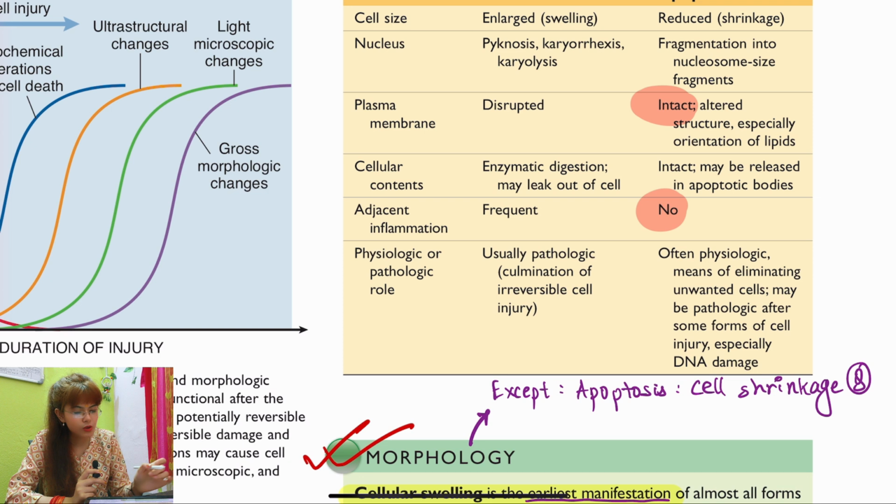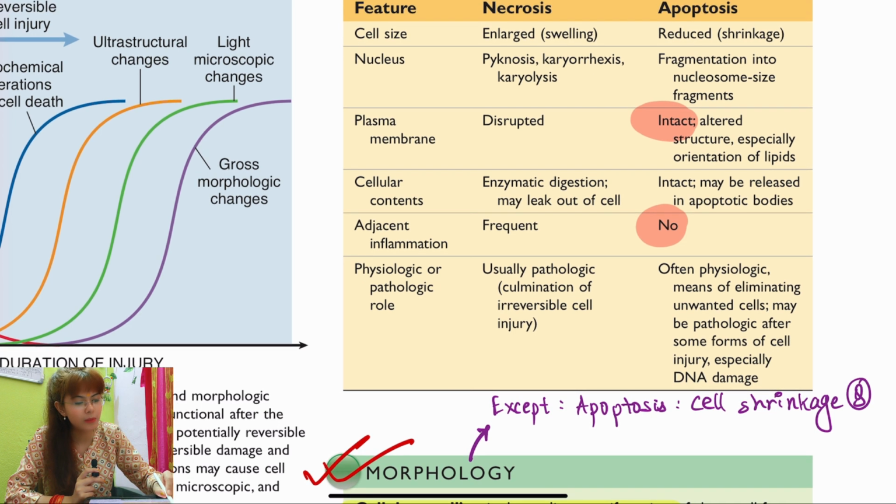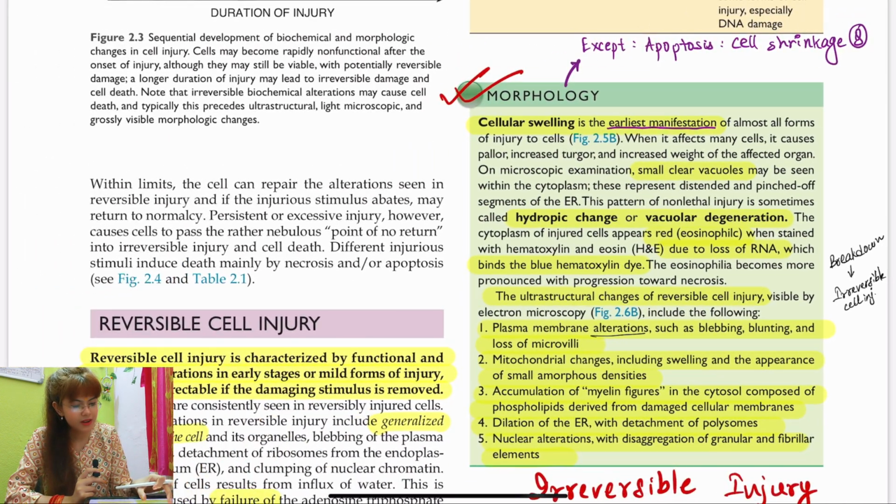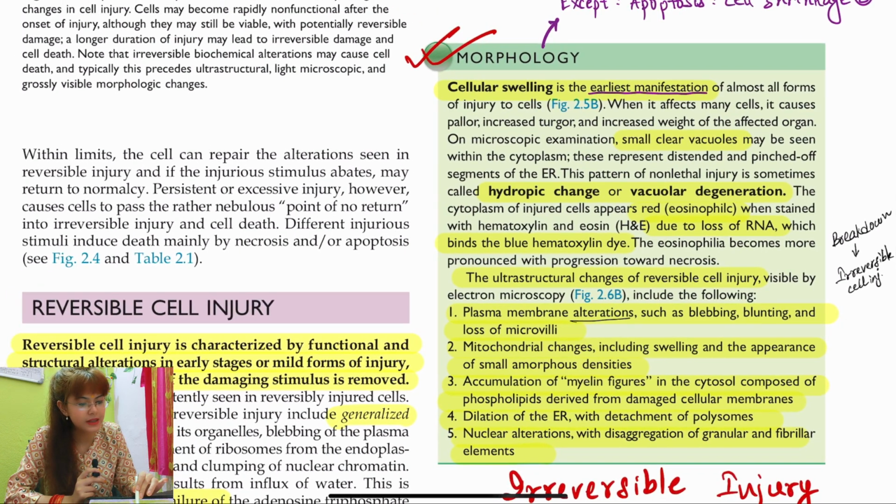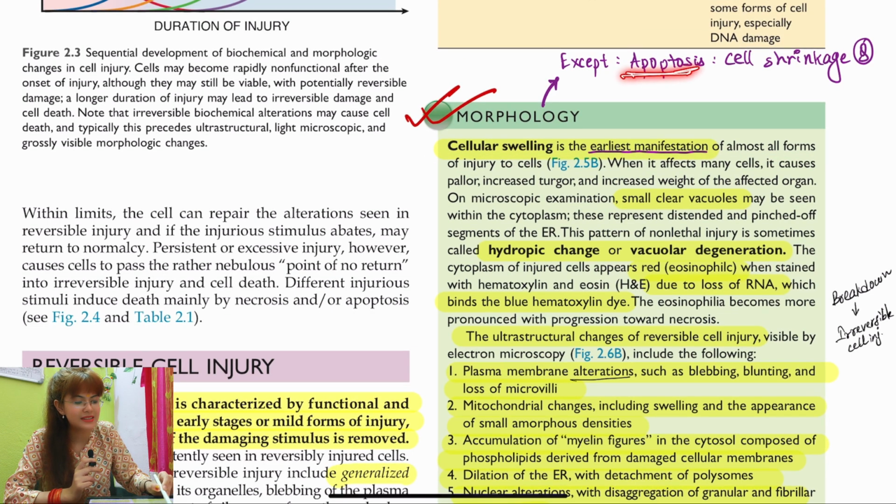So that is ultimately the important point to note here. Okay. So this is basically pathologic. Necrosis mainly happens in pathological conditions, but in apoptosis, sometimes physiological conditions also give rise to apoptosis, because whenever there's cell damage, the cell itself wants to die. It's better that the cell dies rather than staying alive with those mutated genes. Okay. Now, this is a very important part. Cellular swelling is the earliest manifestation of almost all forms of injury to the cells, except apoptosis, where cell shrinkage is the first and earlier manifestation.